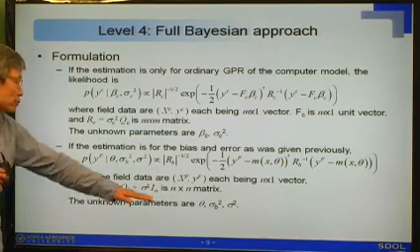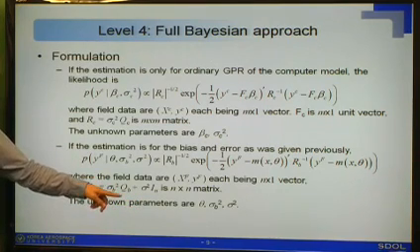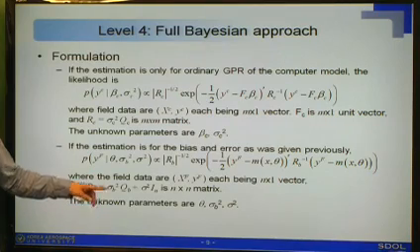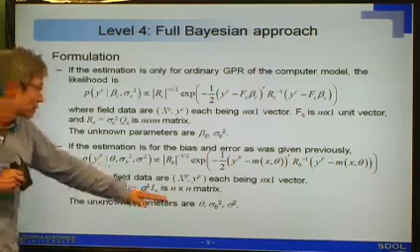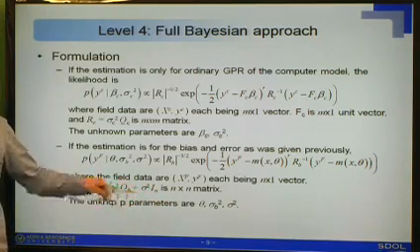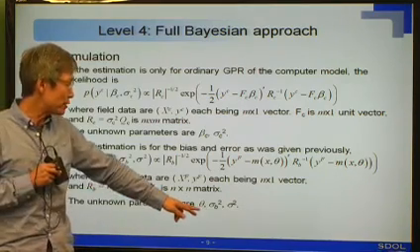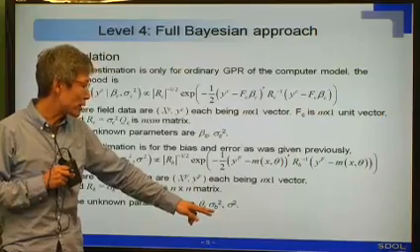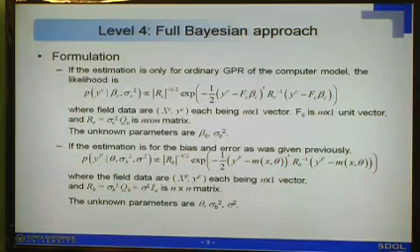In this case, the covariance matrix should be given this way. One for the discrepancy, the other for the observation error. And sometimes, in the other literature, this is also called the nugget term. And the unknown parameters to be estimated in this case are the calibration parameter, discrepancy parameter, and the observation error. So 3 parameters we need to estimate.